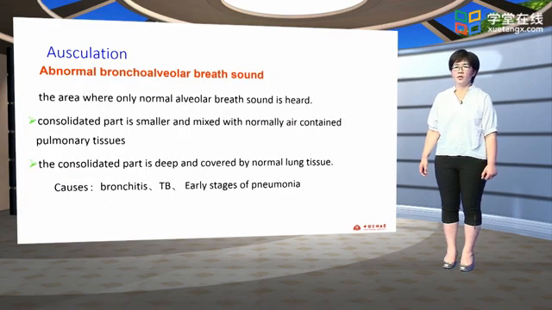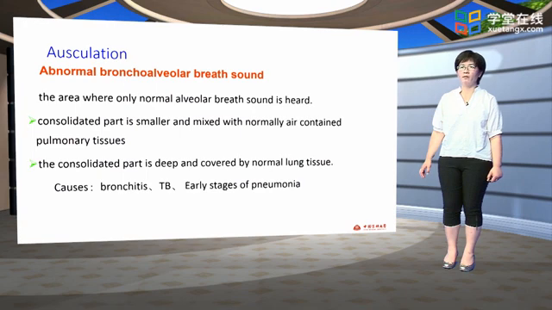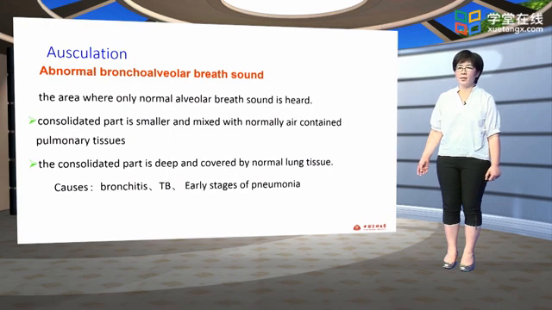And the third one is abnormal bronchovascular breath sound. In an area where only normal alveolar breath sound is heard, the consolidated part is smaller and mixed with normal air-containing pulmonary tissue. The consolidated part is deep and covered by normal lung tissue. The causes are bronchitis, TB, and early stages of pneumonia.